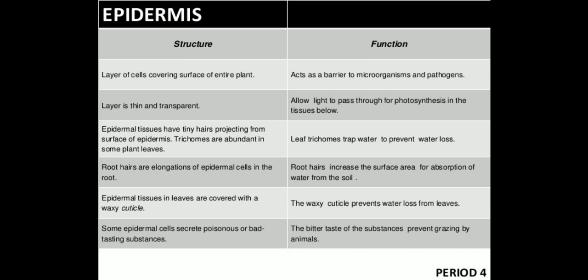Some epidermal cells secrete poisonous or bad tasting substances, and the bitter taste or the poisonous substances secreted by this epidermis prevent grazing by animals. So this is the structure of the epidermal cell, and along with the structural details, these are the functions of epidermal cells.